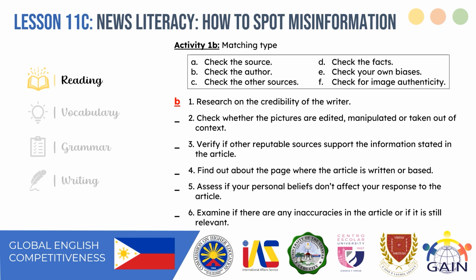Now here's another one. Match the following description to the tips or ways to spot misinformation being described. The correct answer for number 1 is letter B. Check the author. This tip guides you to investigate the credibility of the writer, a crucial step in spotting misinformation to ensure that the information comes from a trustworthy source. Now pause the video and answer the rest of the items. Now here are the correct answers.